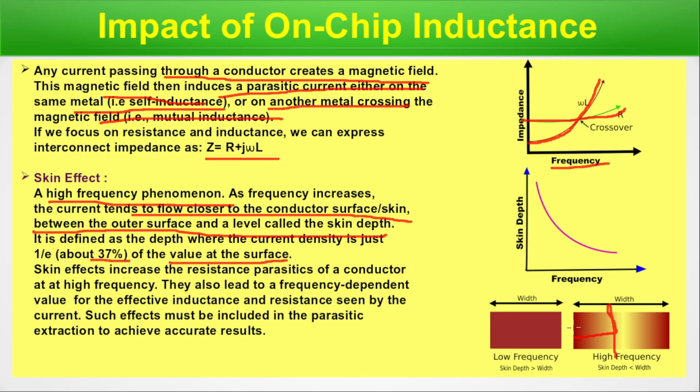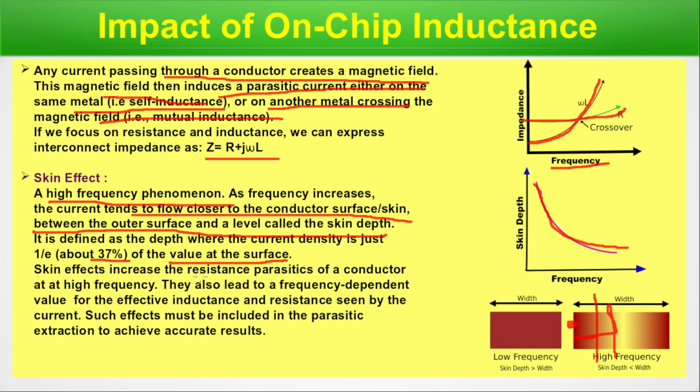From the surface, the current density decreases, and at the depth where it becomes 1/e, that is 37% of the value at the surface, this is called the skin depth. And just look at this graph. Skin depth is decreasing with frequency. That means as the frequency increases, the skin depth decreases, so more and more current is concentrated towards the surface.